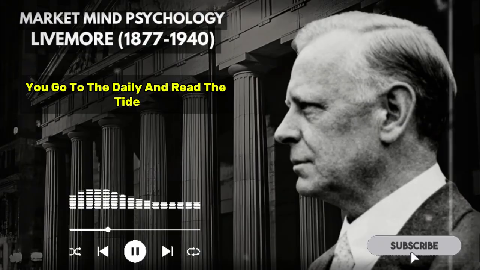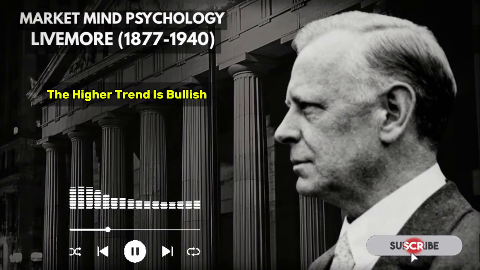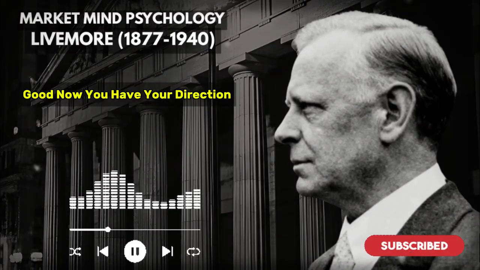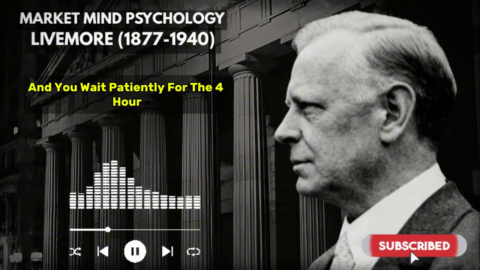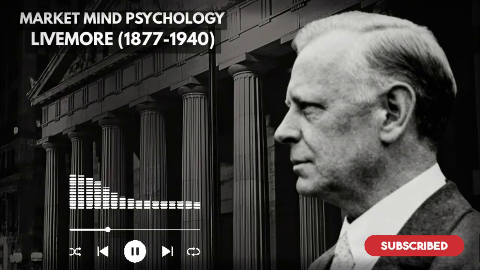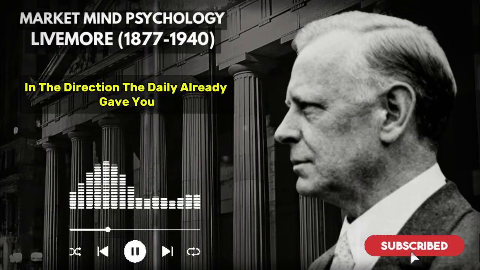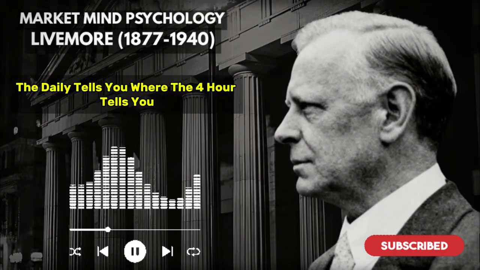You go to the daily and read the tide. The daily 200 is rising. The daily 50 is rising. The higher trend is bullish. Good, now you have your direction and you do not argue with it. Then you drop down to the 4-hour and you wait patiently for the 4-hour to pull back to its 20 EMA and offer you a clean entry in the direction the daily already gave you. The daily tells you where. The 4-hour tells you when.